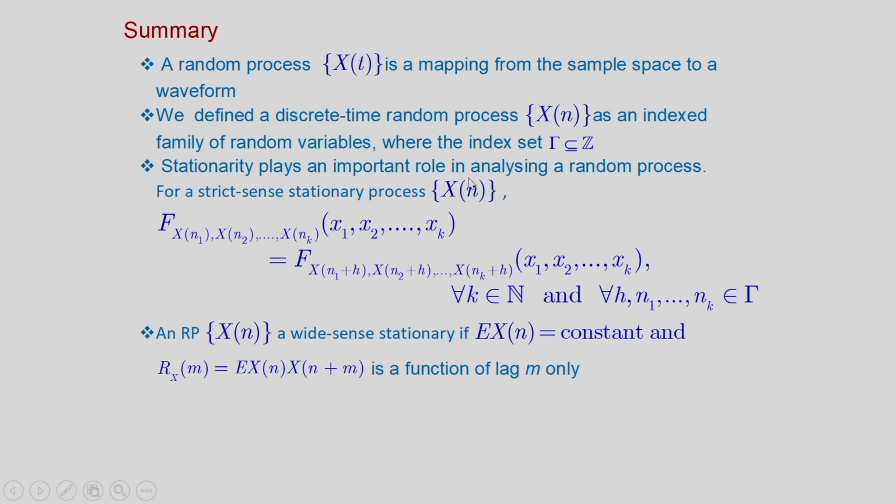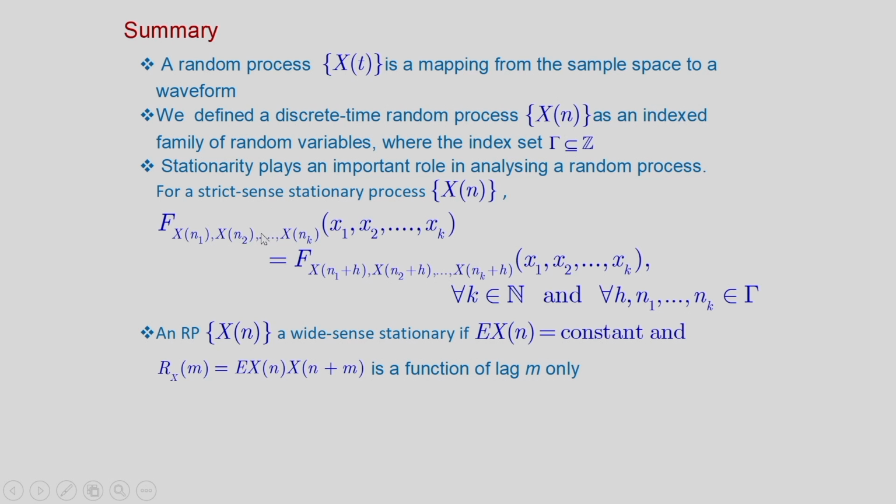Stationarity plays an important role in analyzing a random process. For a strict sense stationary random process, the joint CDF at instants n1, n2 up to nk is the same as the joint CDF at instants n1 plus h, n2 plus h up to nk plus h. So, the joint CDF is invariant under translation of the time axis, and this is true for all k and for all placements of h, n1, n2 up to nk. So, this is a very complicated expression which we have to apply to test whether a random process is strictly stationary or not.